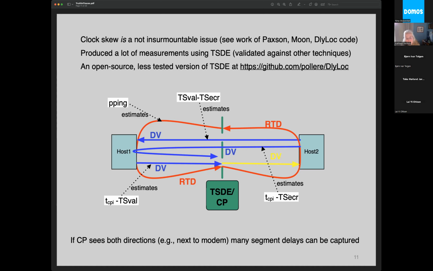Then if you can see both directions, now you can get a lot of different estimates, from both sides.